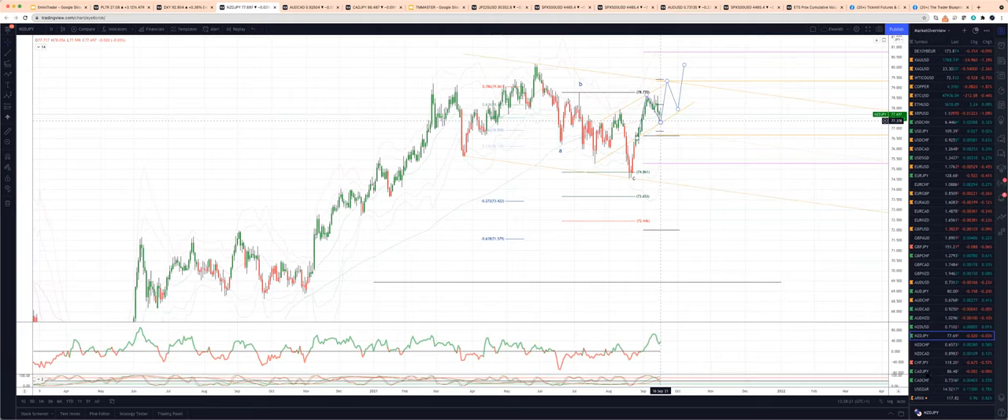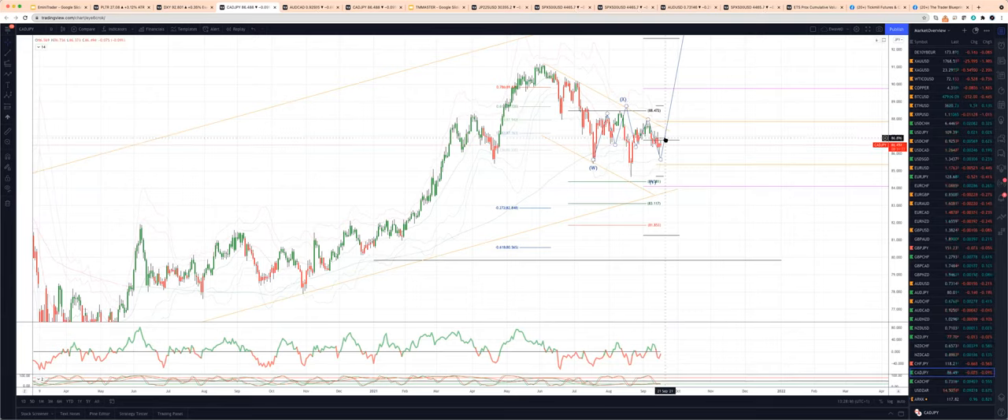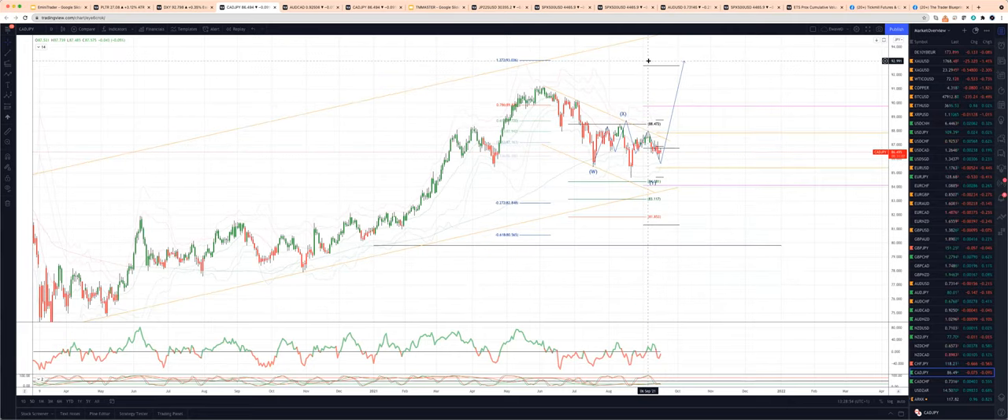And last but not least, we have the CAD Swiss. Similar story, inverse head and shoulders, watching for a move back through the pivot cluster here at 86.90 to set long positions. And again, then we've got a minimum fifth wave upside objective coming in at 93.03. So those are the charts that I'm watching, the setups that I'm tracking.